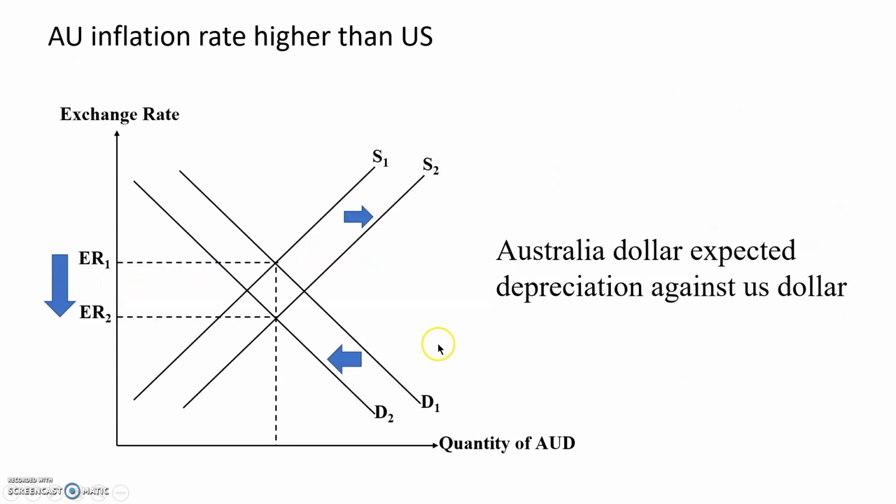As a consequence of this, United States citizens will buy less export from Australia. Therefore, the demand for the Australian dollar will reduce. On the foreign exchange graph, the demand for the Australian dollar will shift to the left.